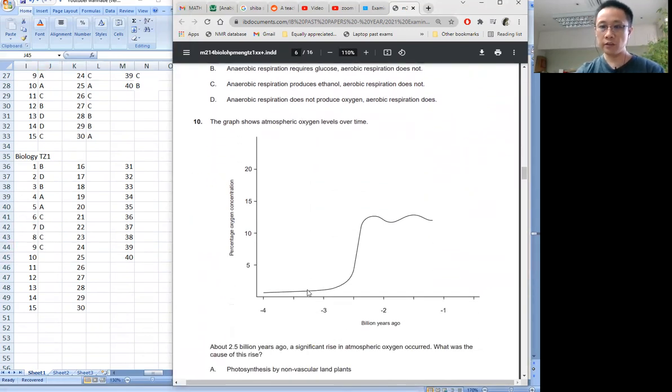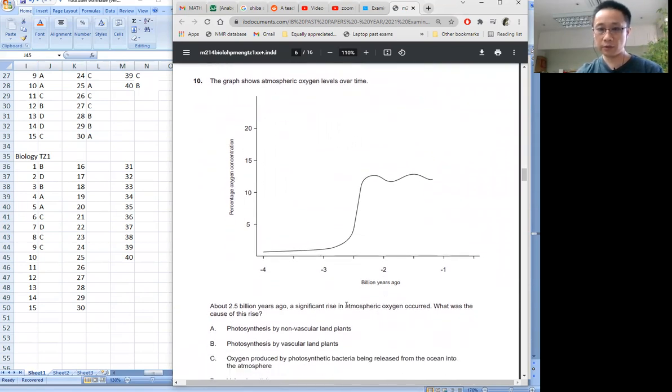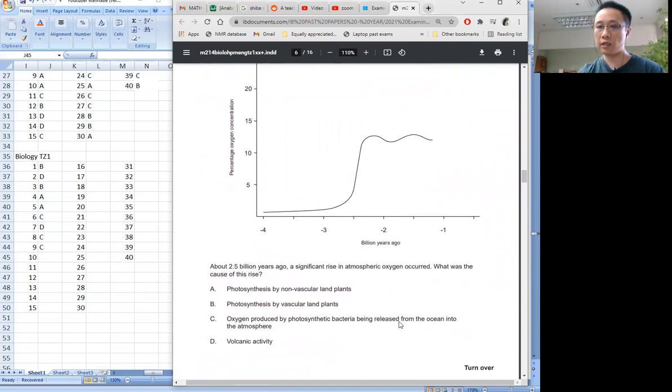Answer is C. Shows atmospheric oxygen levels over time over a long history of the Earth. So about 2.5 billion years ago, a significant rise in atmospheric oxygen occurs, most likely due to the evolution or development of plants. Photosynthesis by non-vascular land plants.